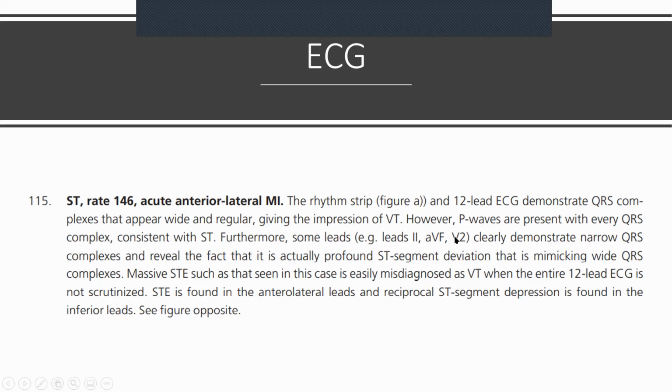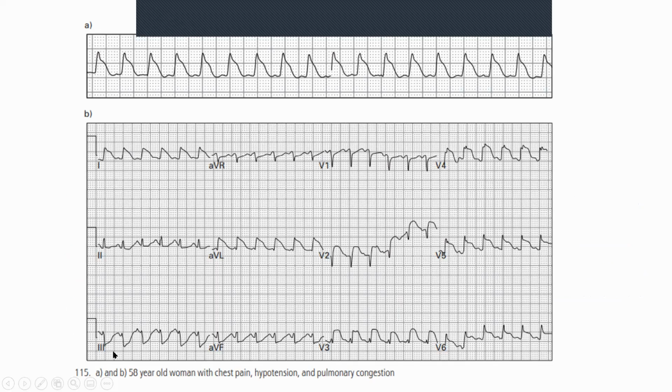As I was saying, in some of the leads we have narrow QRS complexes, and this is more for profound ST segment deviation mimicking wide QRS complexes. Massive ST elevations, such as seen in this case, can be easily misdiagnosed as VT when the entire 12-lead ECG is not scrutinized. ST elevation is found in the anterolateral leads, with reciprocal ST segment depression found in the inferior leads, which we were seeing over there. So this was the ST depression that we were actually seeing here.